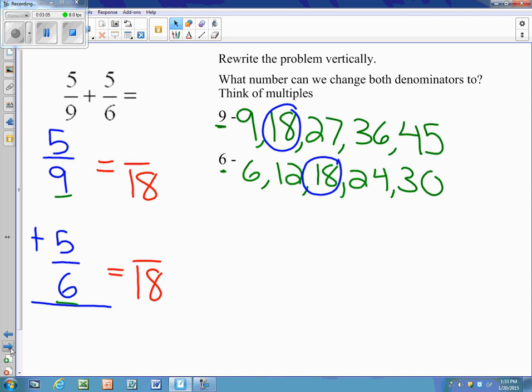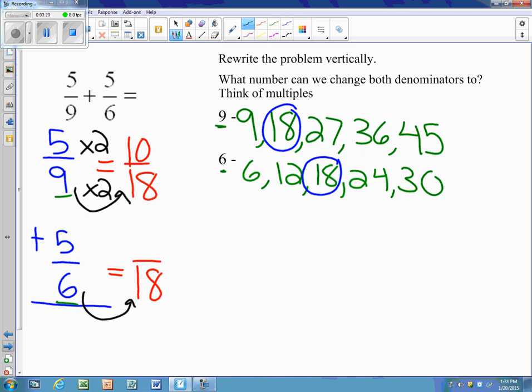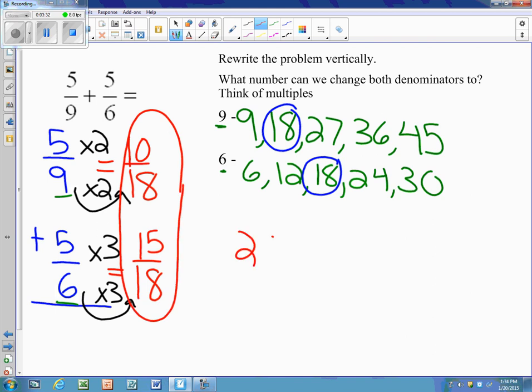And once again, I'm now going to ask myself, what did I do to the 9 to get to 18? Well, I multiplied by 2. So I have to multiply this number by 2 on the top as well, and that gets me to 10. Now I'm going to look over here, and 6 times what is 18? Times 3. So I have to multiply my numerator times 3, and that gets me to 15. And then when I add 10/18 and 15/18, I get 25/18. Once again, the numerator is bigger than the denominator, so 18 goes into 25 one time with 7 left over out of 18. So I have 1 and 7/18 as my answer.